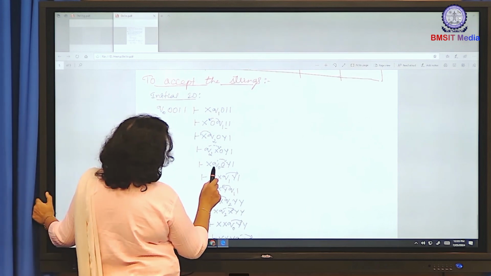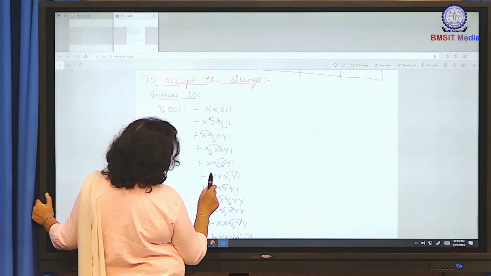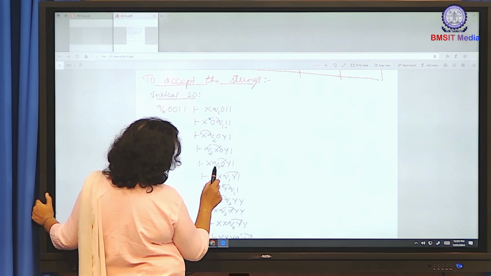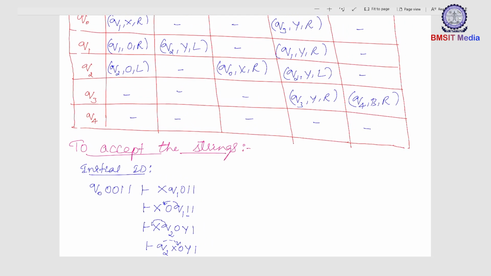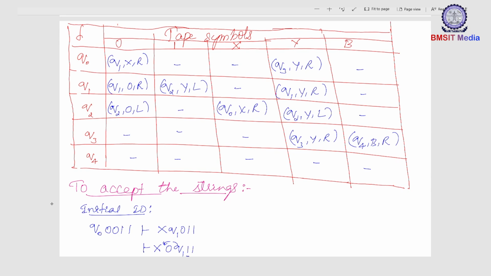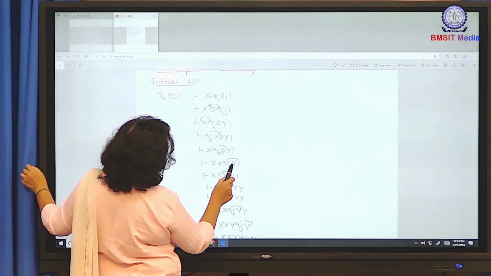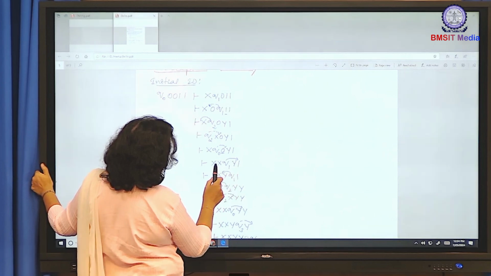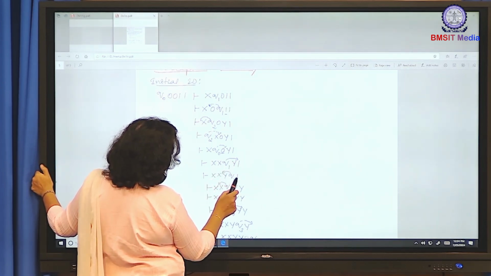So now I see Q0 on 0. Again I will have to make a change. This 0 is replaced by X, and Q0 becomes Q1: X, X, Q1, Y, 1. Q1 on Y is Q1, Y, right. So X, X, Y, then Q1 comes here, on the next symbol.